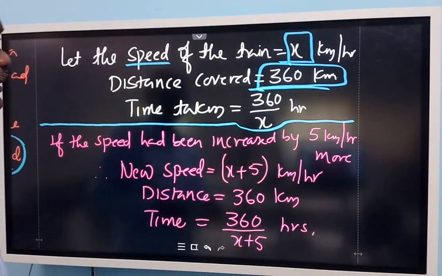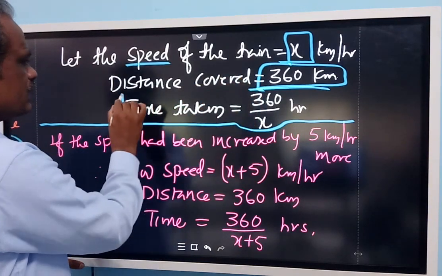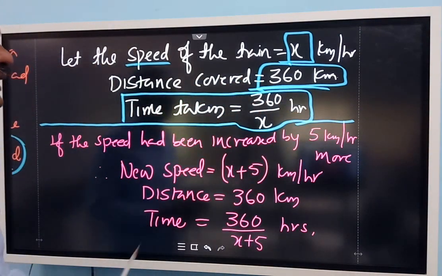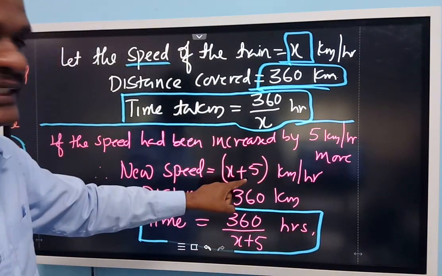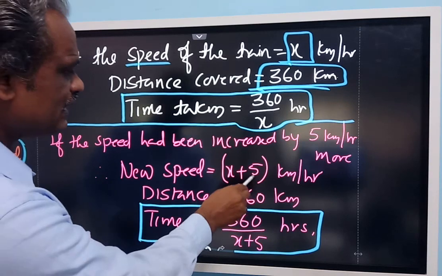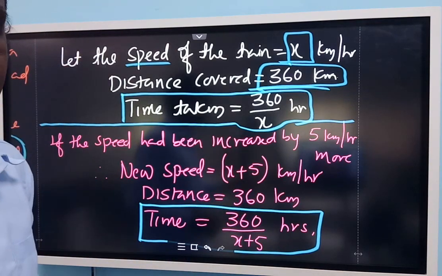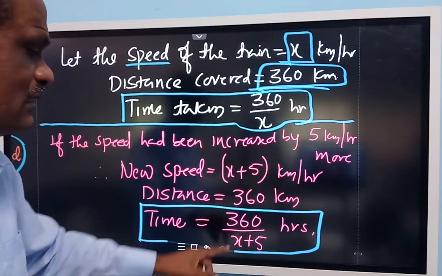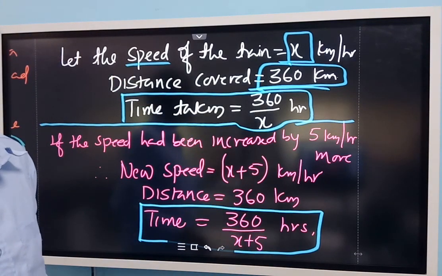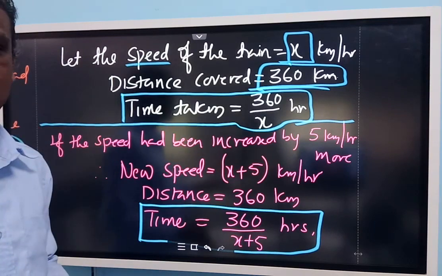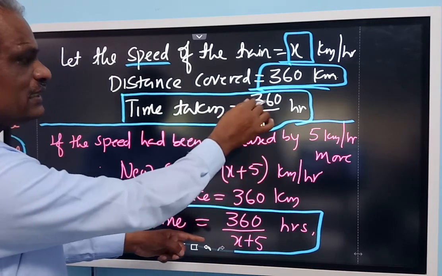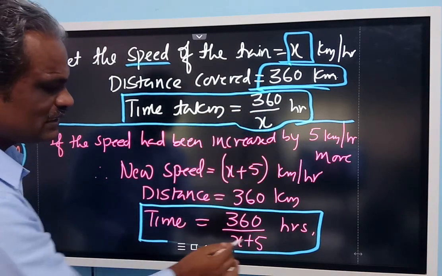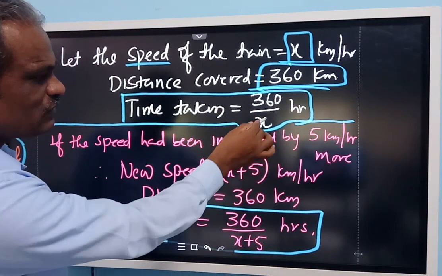Now look at this. This is the time taken by the train when it is going at x km per hour, and this is the time taken when it was going at the increased speed, x plus 5 km per hour. If the speed is increasing, then the time taken must reduce. So 360 divided by x plus 5 should be smaller than 360 divided by x. Look at the denominator, x plus 5, here only x.